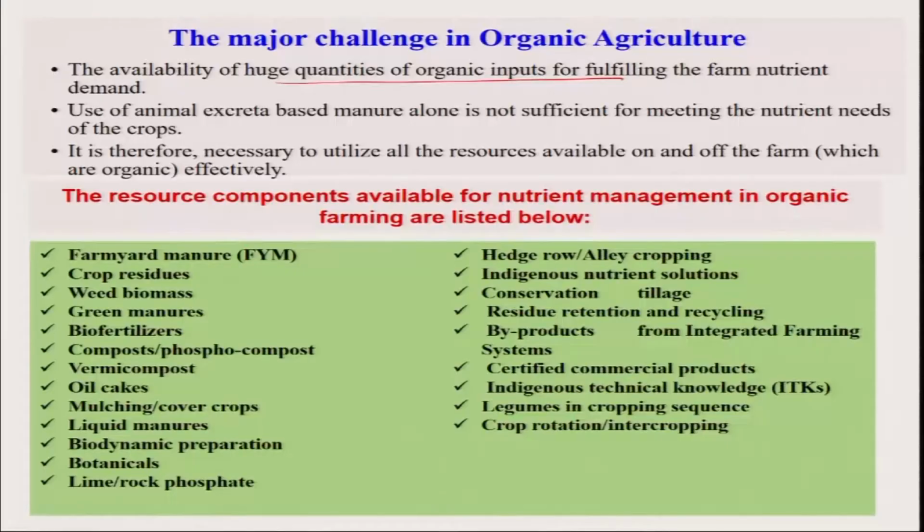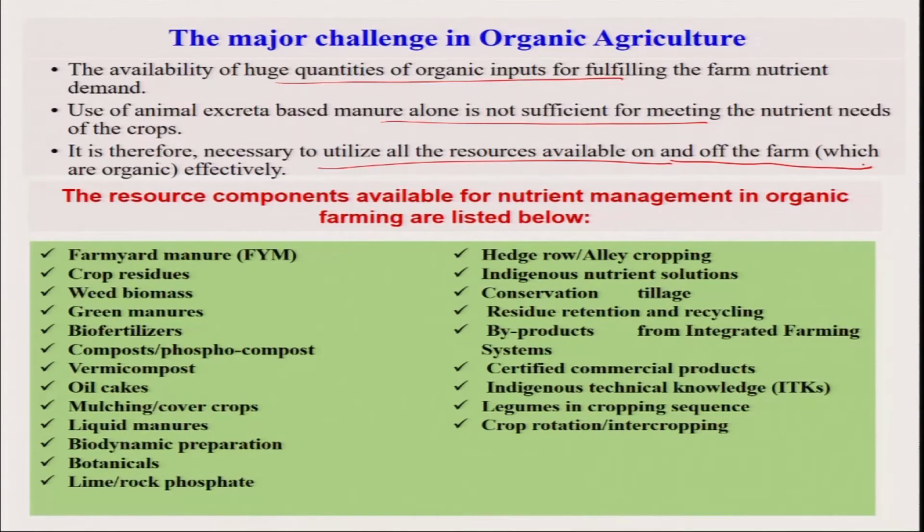Similarly, animal-based manure is not sufficient. We also have to sometimes use different types of biofertilizer, maybe azotobacter, azospirillum, rhizobium, phosphorus solubilizing bacteria, and phosphorus mobilizing microorganisms. So we have to promote biofertilizer also. We can use different types of concentrated organic materials like neem oil cake, mustard cake, sesame cake, groundnut cake. So it is always necessary to utilize all the resources available either on the farm or off the farm.